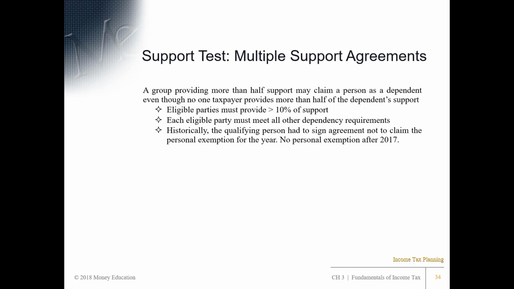There are opportunities for a multiple support agreement. Usually this happens if we're taking care of a parent or a sibling that needs additional support. So a group providing more than half the support may claim a person as though no one taxpayer provides more than half the support. So my brother, my sister, and I provide support for my mother in this example. We each provide 33%. So no one provides more than 50%, but together we provide 100%. Each eligible party must meet all the other dependency requirements. Historically, the qualifying person had to sign an agreement not to claim the personal exemption for that year. Since there's no personal exemption now, if one of us claims my mother, then because we're all providing half her support and she lives in a nursing home, we can agree on who claims her.